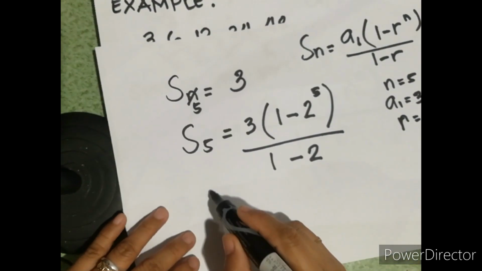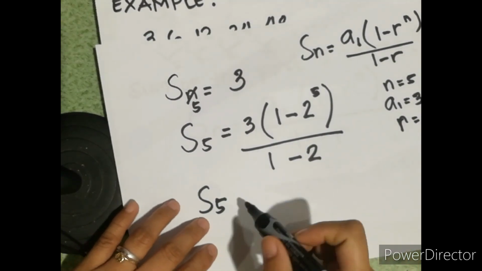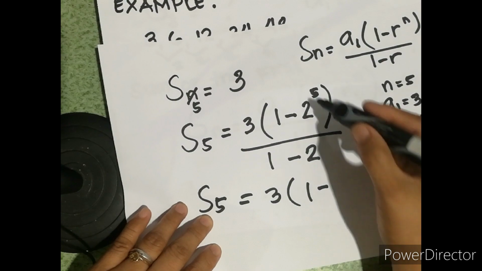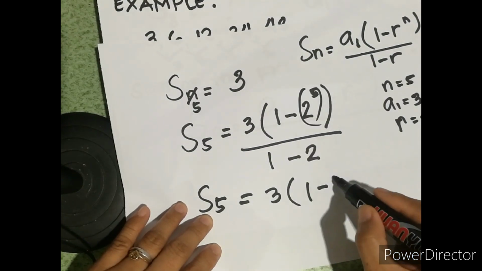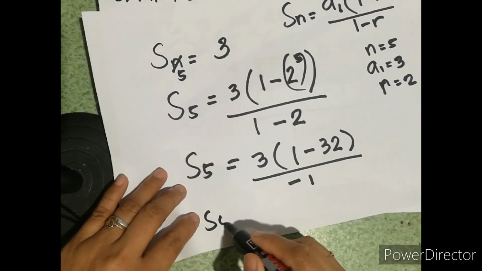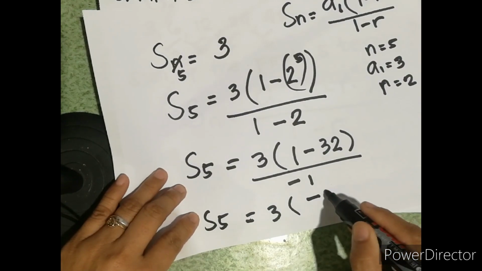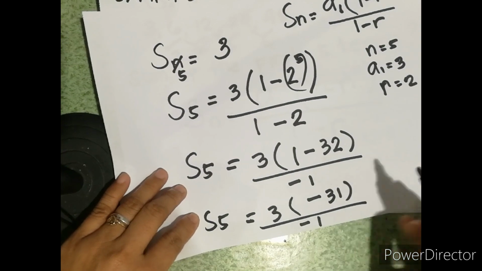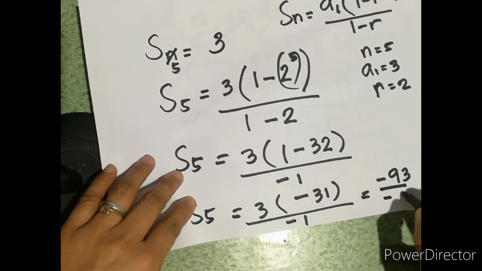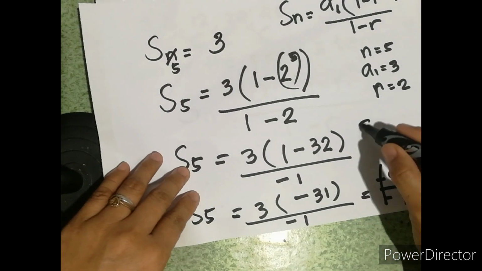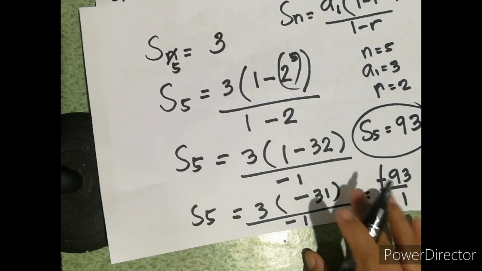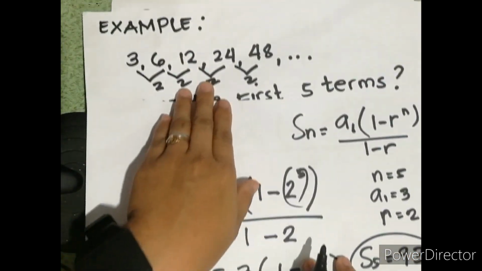So what is the sum of your first 5 terms? So 3 times 1 minus 2 raised to 5, which is 32, and 1 minus 2 is negative 1. So S5 is 3 times negative 31 over negative 1. This negative 31 times 3 is negative 93 over negative 1. So eliminate the negative sign, and your S5 is 93. So this is the sum of your first 5 terms in this example.